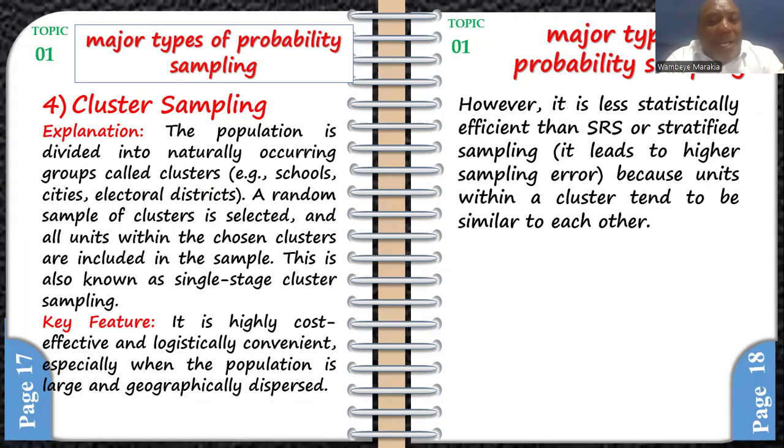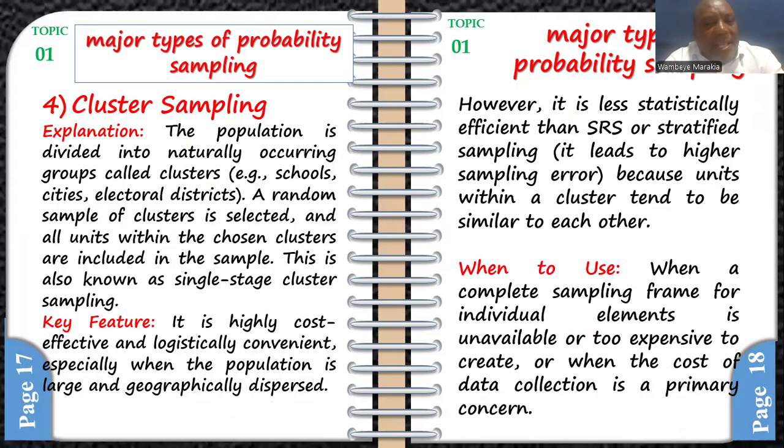The key feature of this one is that it is highly cost-effective and logistically convenient, especially when the population is large and geographically dispersed. However, it is less statistically efficient than simple random sampling or stratified sampling. It leads to a higher sampling error because units within a cluster tend to be similar to each other.